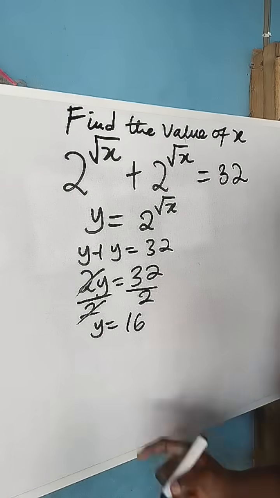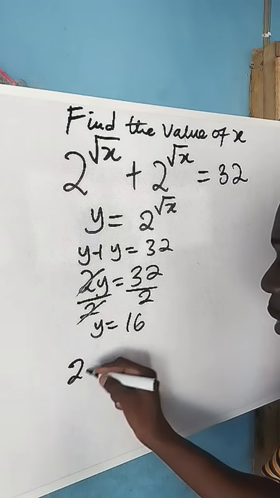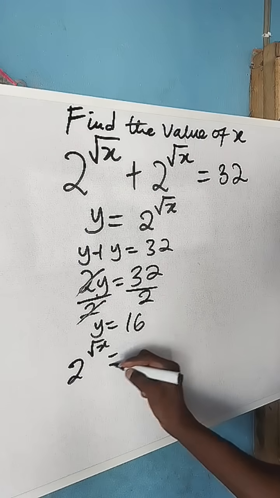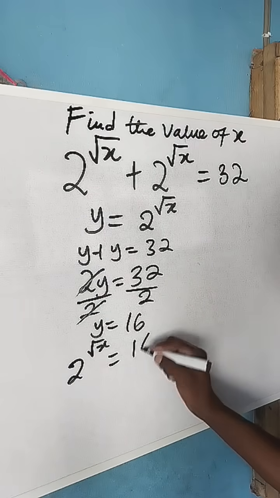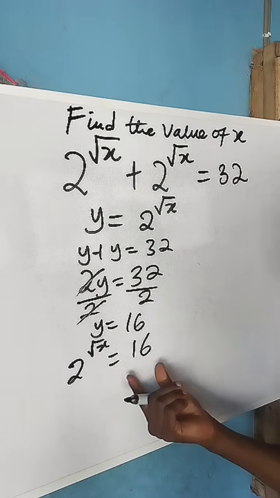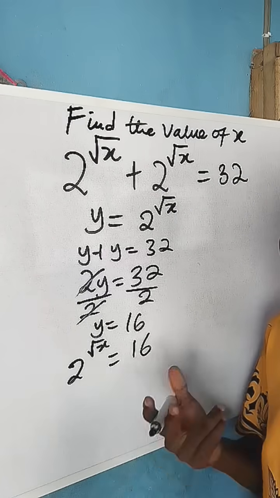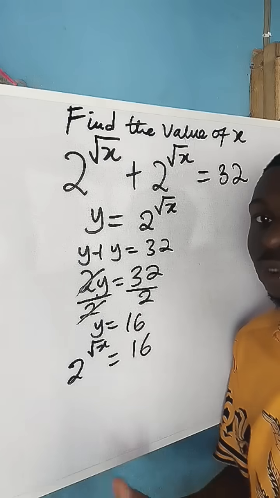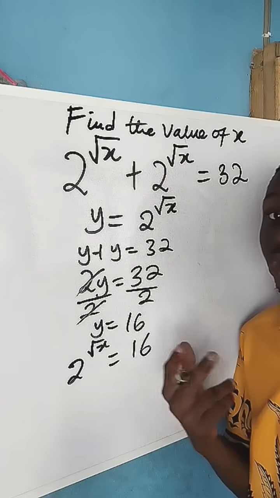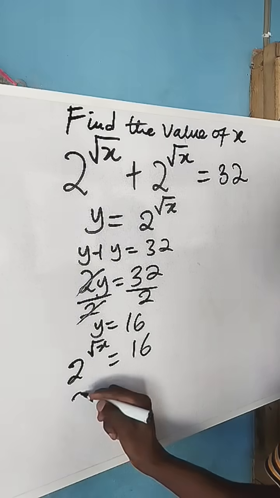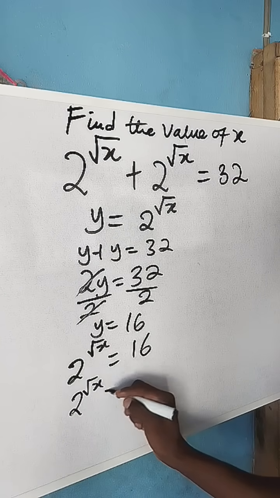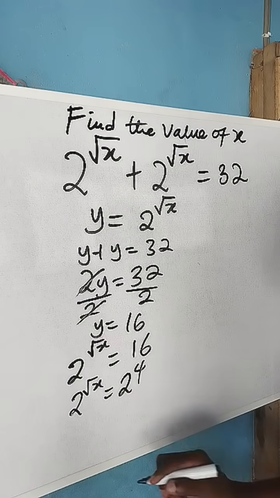So let's replace this in this equation. So this one becomes 2 to the power of the root of x is equal to, now our y here is what? It is 16. Let's try to express 16 in the base of 2. Of course, 2 to the power of 1 is 2, 2 to the power of 2 is 4, 2 to the power of 3 is 8, and 2 to the power of 4 is 16. So we can replace 16 as 2 to the power of 4. So this one becomes 2 to the power of the root of x equals 2 to the power of 4.